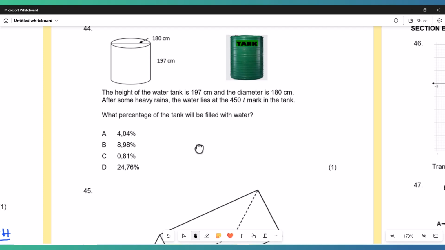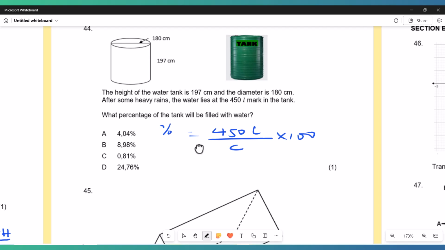What I'm going to do, I'm going to find the capacity. Then I'm going to divide this 450 liters by the capacity, then times 100 to get my percentage. Capacity here means the largest amount of volume possible in liters. So what do we do here? How do you find volume for the cylinder? That is pi r squared h.